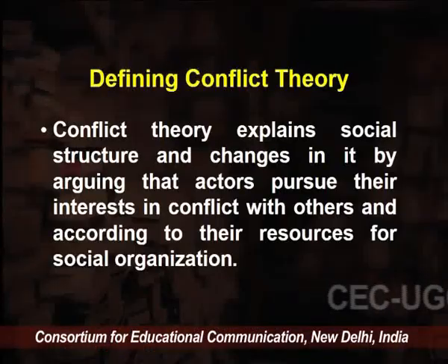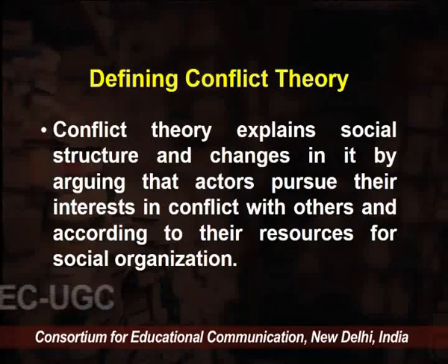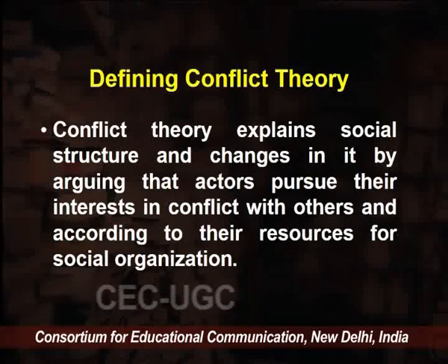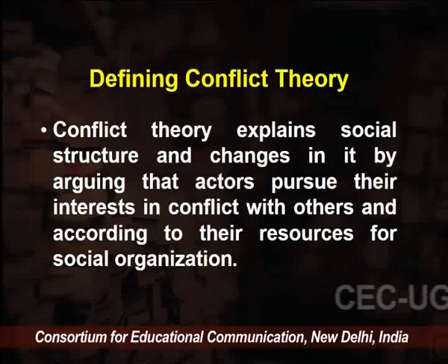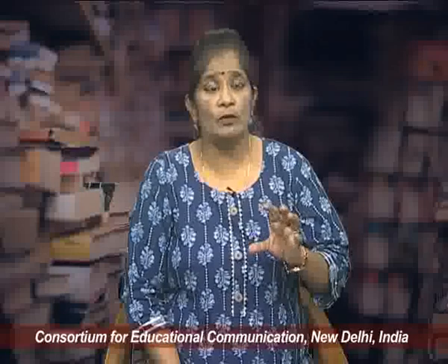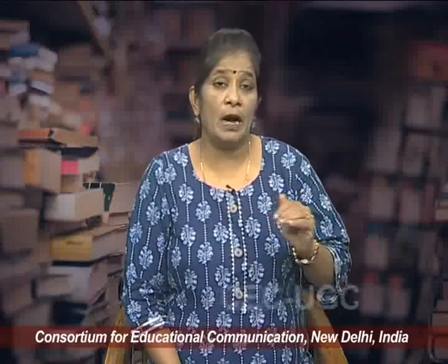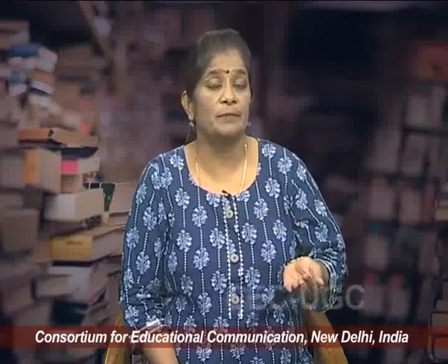Conflict theory explains social structure and change and argues that actors pursue interests in conflict with others, according to the resources for social organization. If we look into the functional theory, it is more from a collective perspective, where the parts are part of the collective and all are functioning in a patterned or systematic manner. When we look into conflict theory, here the individual interest becomes predominant.